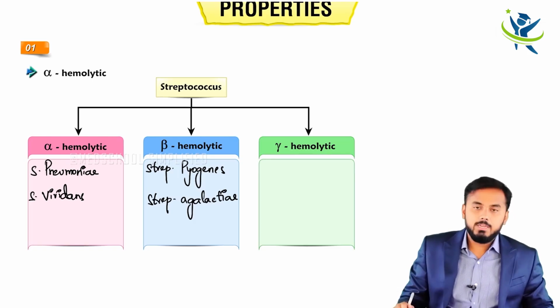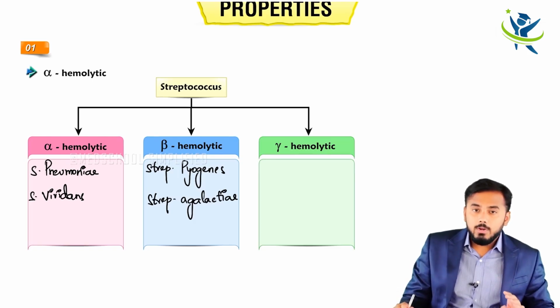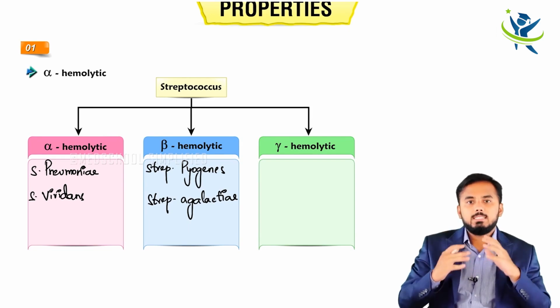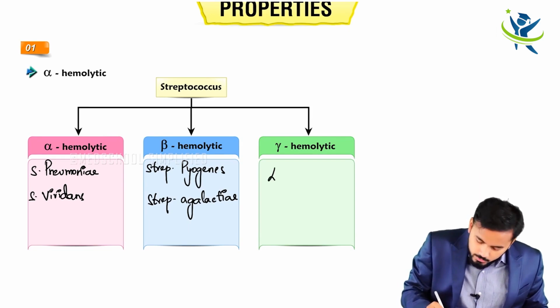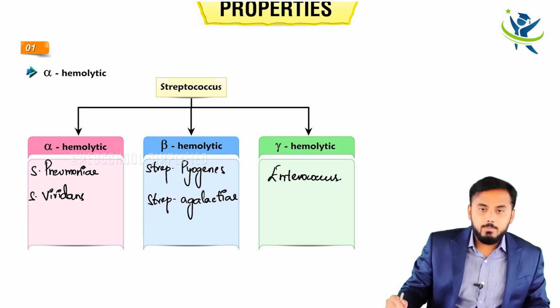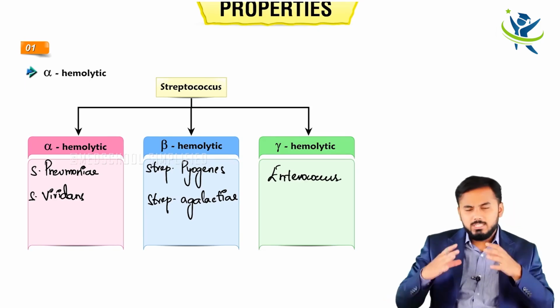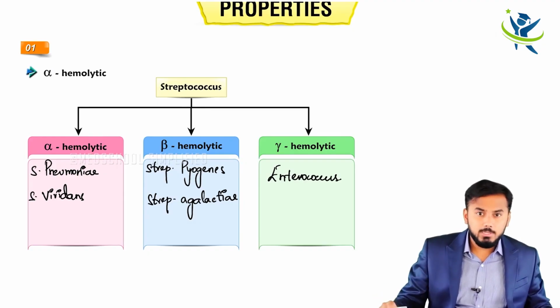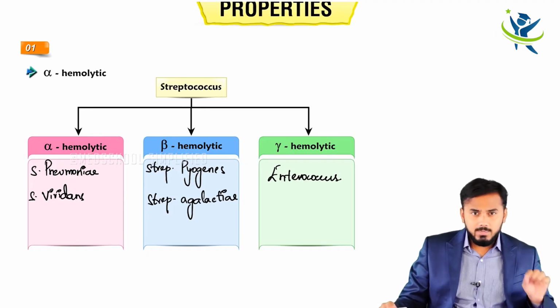Agalactiae is also beta hemolytic. When it comes to gamma hemolytic, there is only one group, that is Enterococci. So, Enterococcus bacteria are gamma hemolytic. Okay, so you just have to remember this slide. There is no concept in this slide. I'll explain the concept in a minute.